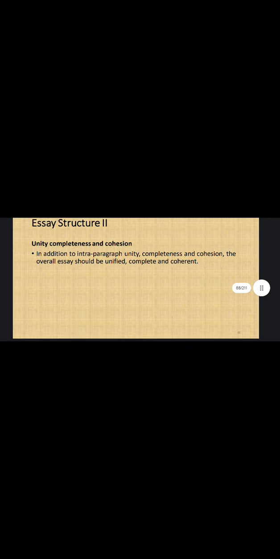So that is it. And you should also try to ensure unity, completeness, and cohesion in your essay, in addition to intra-paragraph unity. The intra-paragraph unity is what I spoke to you about. If you are writing a paragraph, you bring in transitional words: firstly, secondly, in contrast, conversely, in addition, furthermore, also. You give them, then you are done.